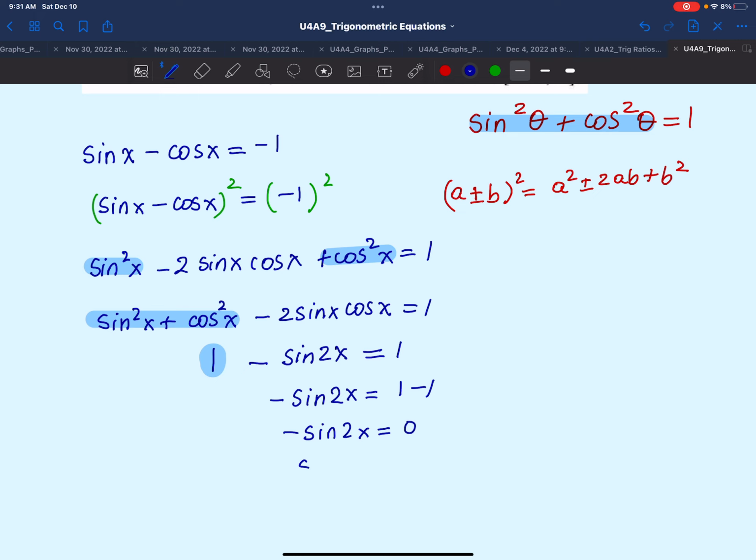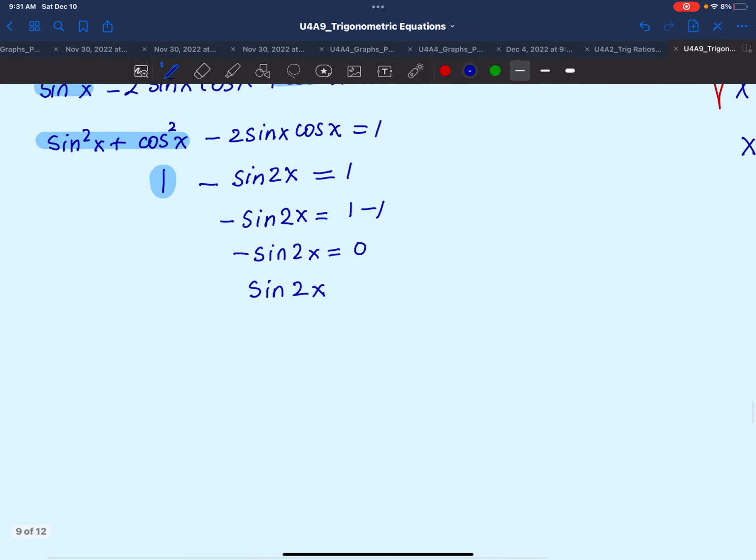So we have minus sine 2x, which is our only variable term, equals 1 minus 1, or 0. So that makes sine 2x equal to 0. So now what we're going to do is solve for angle 2x. Remember to find all the possible solutions for angle 2x. Recall that the domain given for x was between negative pi and pi radians, which will expand the domain of 2x to double of it. So we have 2x between negative 2 pi and positive 2 pi.